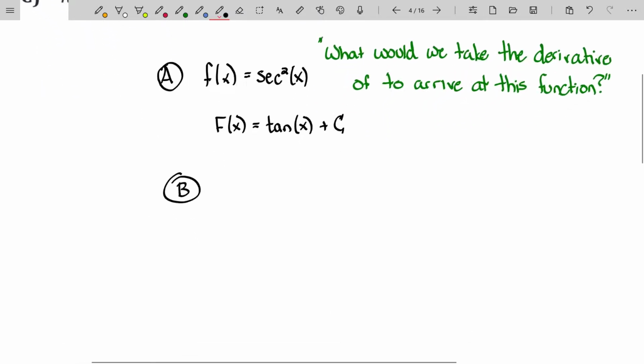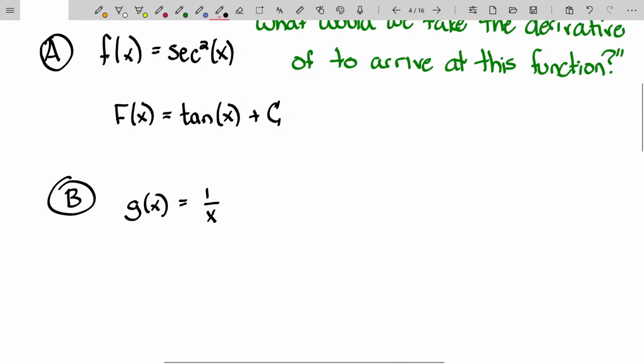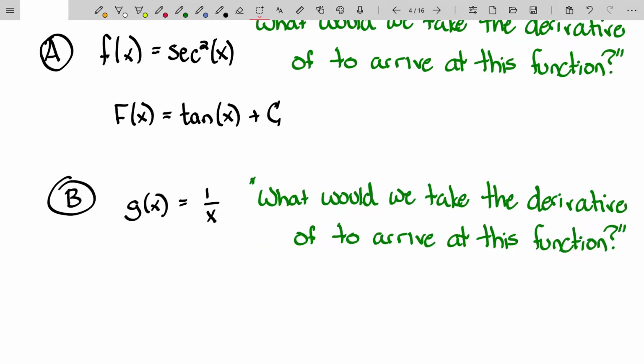So let's talk about this one right here. G of x is equal to 1 over x. This is one of the most important derivatives in all of calculus, and its antiderivative is one of the most important antiderivatives in calculus. When we covered the derivative of what becomes 1 over x, we made a little mention in the theorem that we have not used up to this point, but we're going to use it now. Now, I'm actually going to go ahead and paste in my what would you take the derivative of to arrive at this function.